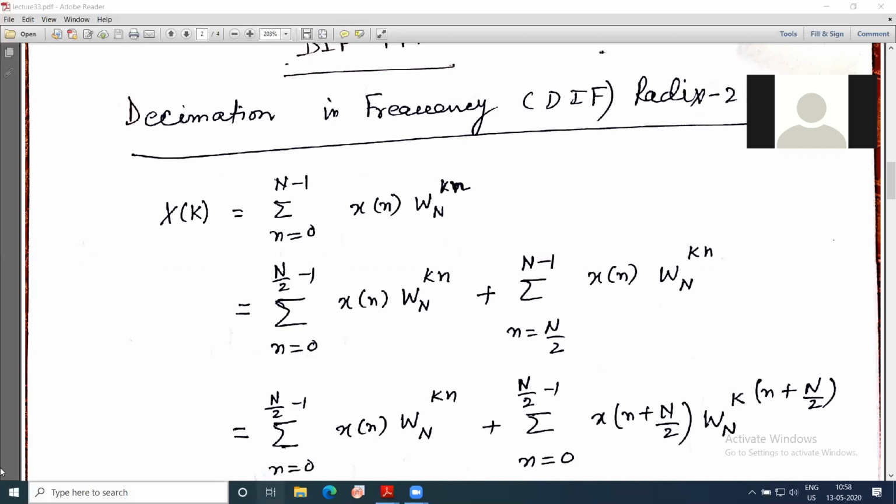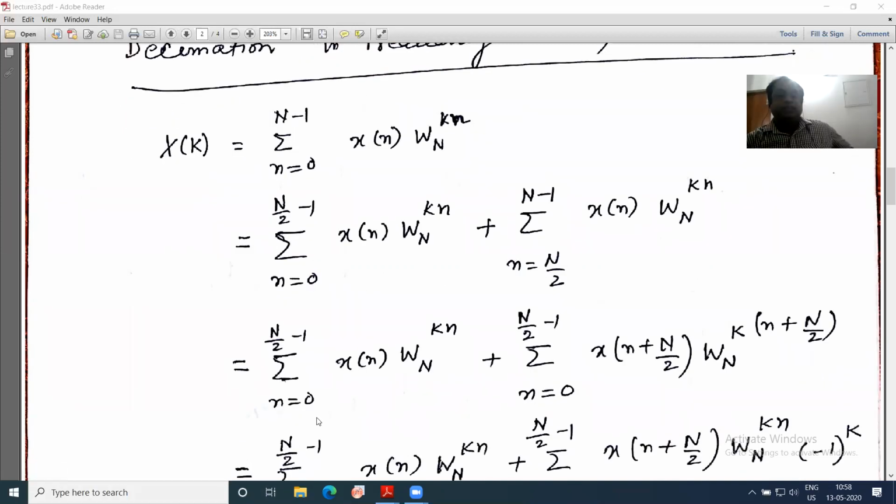Now, n equal to 0 to n minus 2, this part remains same. Now I'm writing this particular term. I am writing n equal to 0 to N by 2 minus 1, x of n plus N by 2, W_N^K into n plus N by 2. Is it okay? This step to this step.